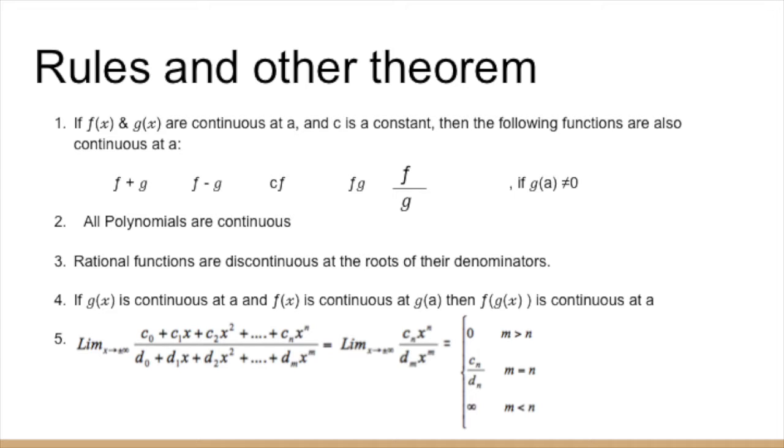If g of x is continuous at a and f of x is continuous at g of a, then f of g of x is continuous at a. For the fifth theorem, when we factor out x at the numerator and the denominator, you will find that when m is larger than n, the limit goes to 0. When m is smaller than n, the limit goes to infinity. And when m equals n, the limit will be the constant.